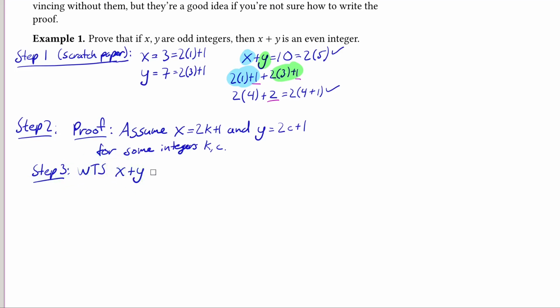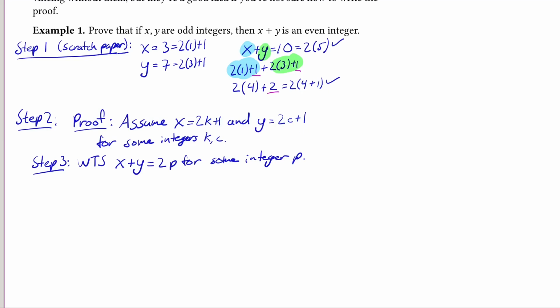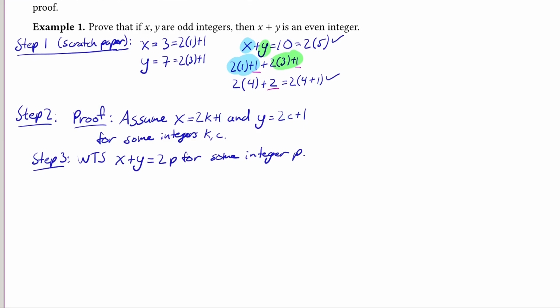But we're not just going to say want to show x plus y is even. To make it clear that we're using this definition, we want to show that x plus y is equal to 2p for some integer p. And by the way, I'm using k and c and p here. It really doesn't matter. You can use anything you want as long as it's not a letter that's already used for something else in your proof. So that's what we want to do.